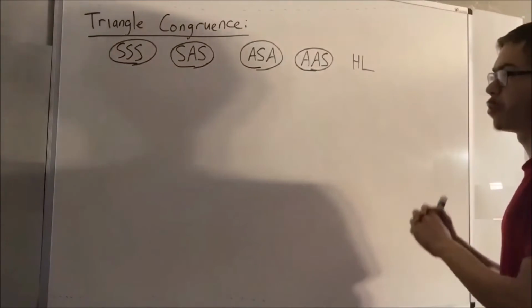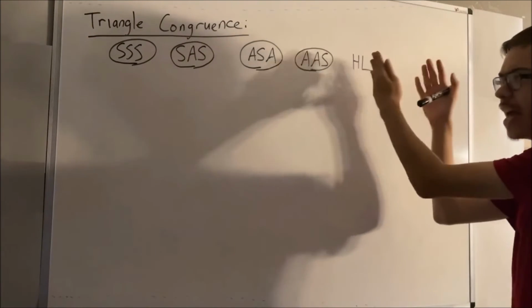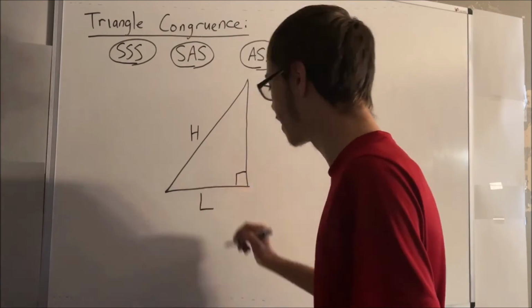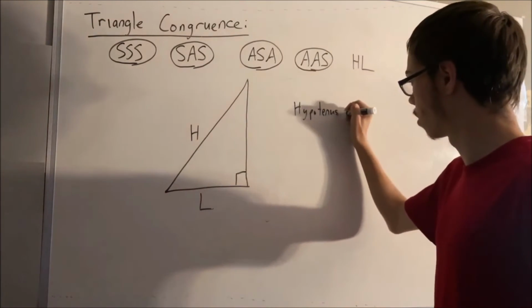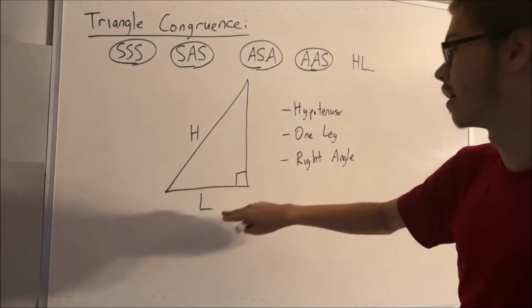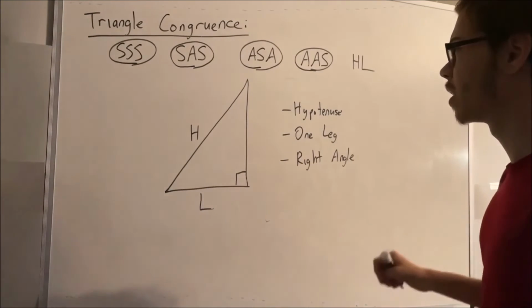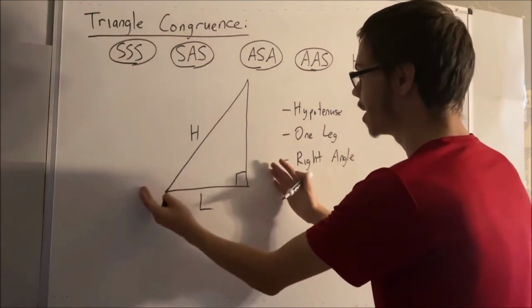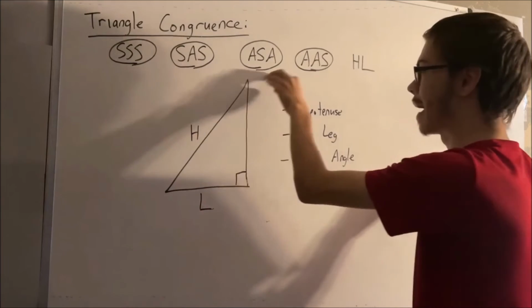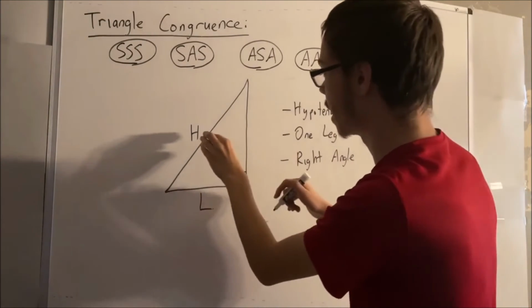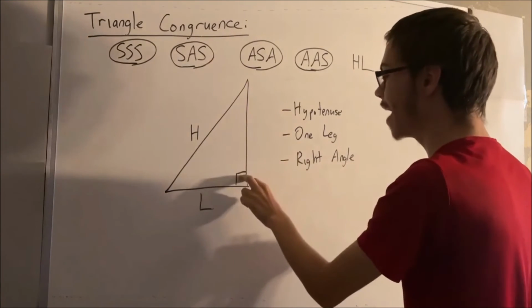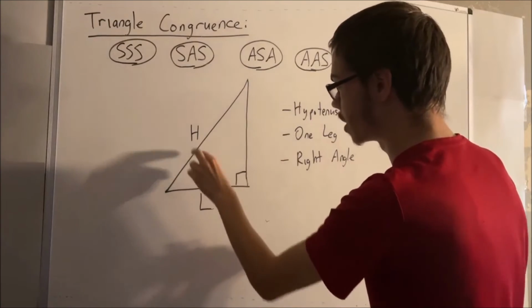All right, so the last case we have to look at is HL. HL is only true for a right triangle. There's really three things we're given. We're given a hypotenuse, leg, and right angle. Now, here's the thing. This representation, the hypotenuse, leg, and right angle, is none of the four that we have right here. In fact, this is actually a side length and an angle. But it's not side, angle, side, because this angle is not between the two side lengths.